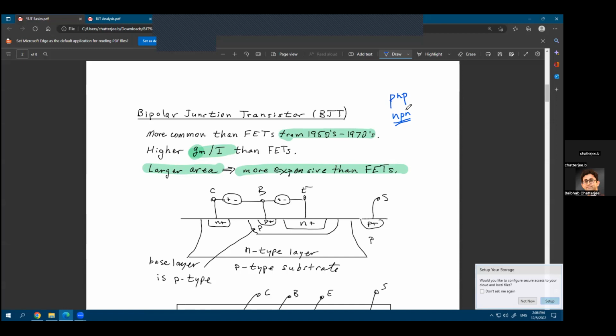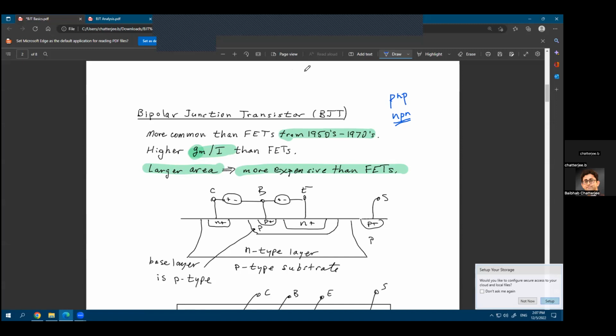In case of a BJT, you will apply a current at the input, you'll apply a current at the base, and you'll get back a current at the collector or at the emitter. So it's a current controlled current source instead of a voltage controlled current source. And that's the main difference between a BJT and a MOSFET. The MOSFET is a voltage controlled current source. The BJT is a current controlled current source.